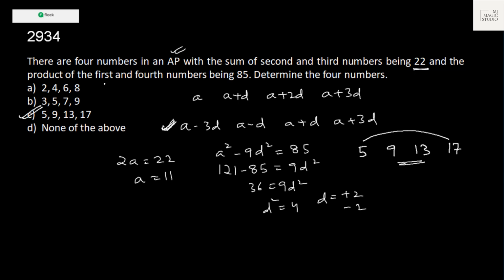Fair enough. But here we can always check with the options. Since the 4 numbers are in AP and all the 4 numbers are given in the options, it's better to go with the options. But I've shown you how to solve it. Option C: this is the only one giving us 22, and these two products are giving us 85. Just by eliminating options also we can find the answer. 5, 9, 13, 17.